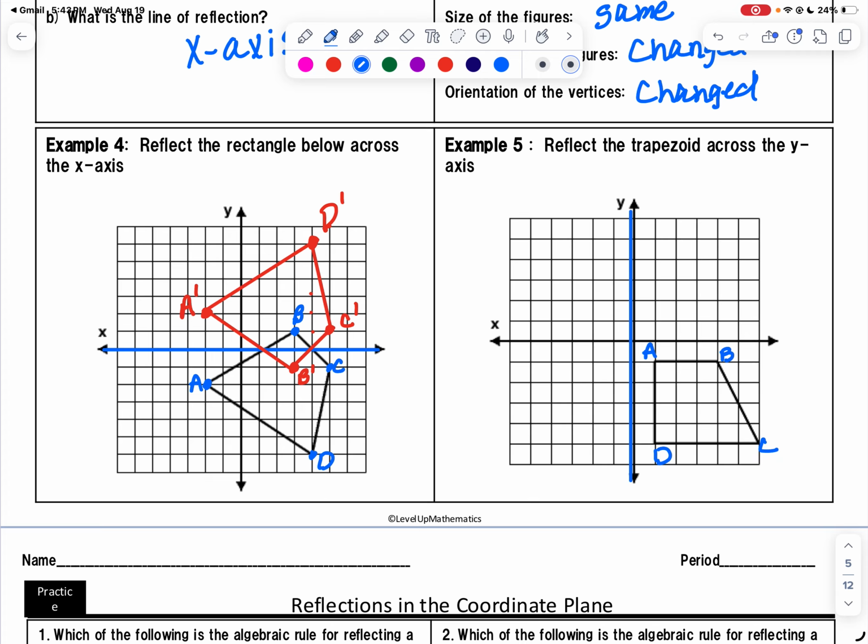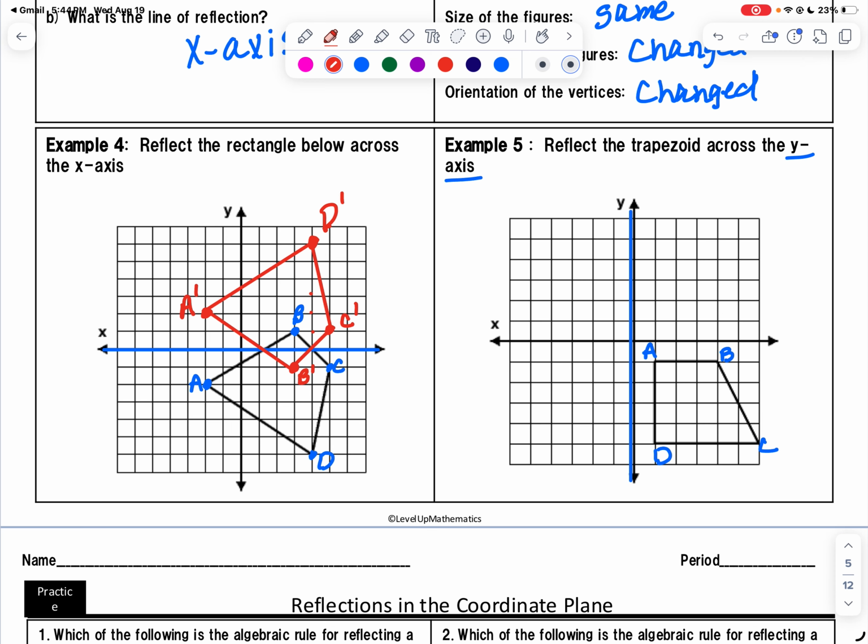So there is our pre-image. And I want you to reflect each point across the y-axis. Pause the video and try it on your own. When you're done and you want to check your answer, press play. All right, welcome back. Let's see how you did. So I'm going to reflect each point across the y-axis.